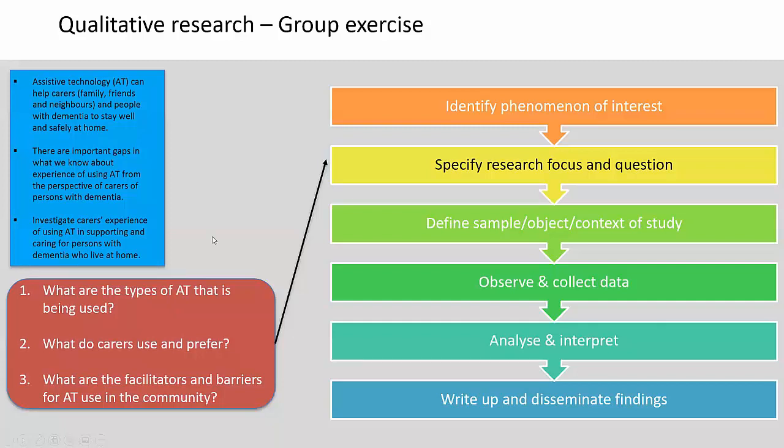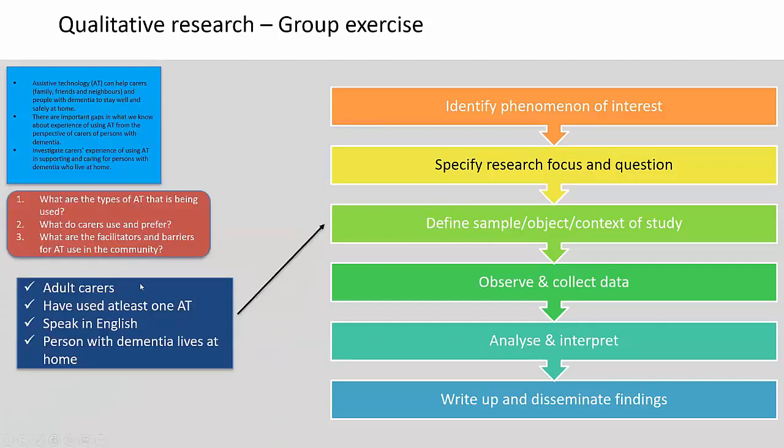I agree with what Stuti was saying in terms of who should be included. So adult carers. One thing I think she missed, maybe she would have mentioned it if she hadn't gotten cut off, was that they have used at least one assistive technology, because we want to know their experience of using it. Since I'm going to conduct the interview in English, I want to know if they can speak English, but it could be in Tamil or Hindi or whatever, depending on your expertise in that language. And most importantly, you want the person with dementia still living at home rather than in a care home or nursing home, so that you can get that lived experience.